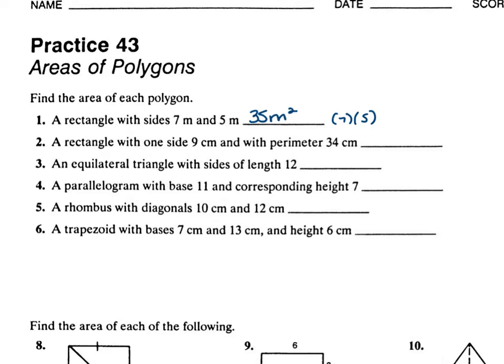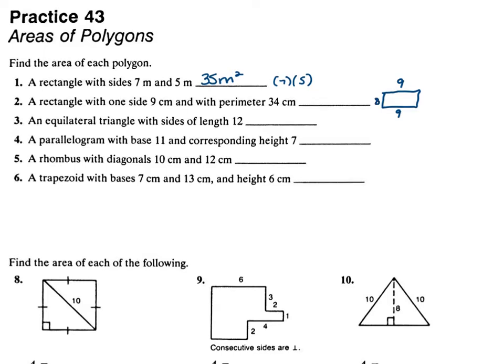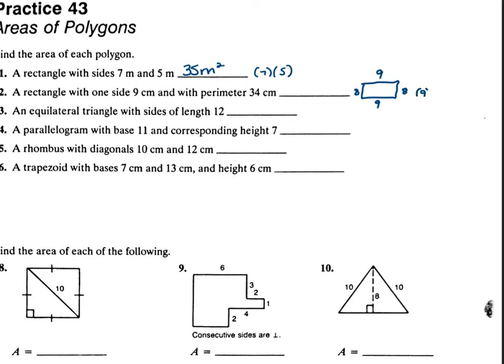A rectangle with one side 9 centimeters and the perimeter of 34. So if you've got a rectangle and you've got 9, the other one has to be 9. Then we don't know the other two sides, but if twice times 9 plus twice times the other two sides is 34, you can do 34 and then subtract the 18 from the two 9s. You get 16 and divide that by 2, and it's 8 and 8. So then this would be 9 times 8, which is 72 centimeters squared.